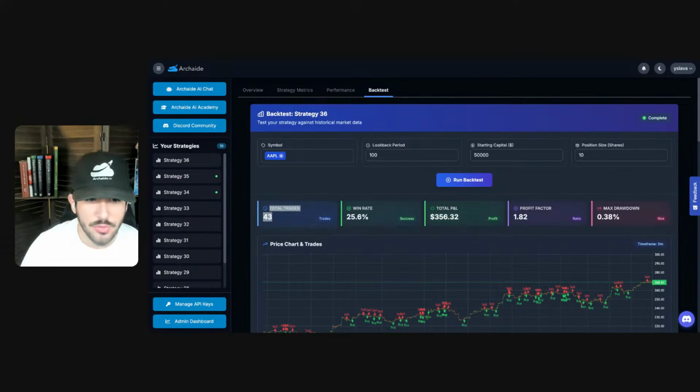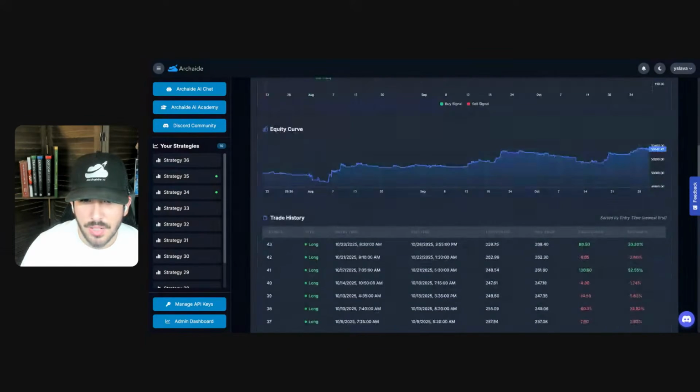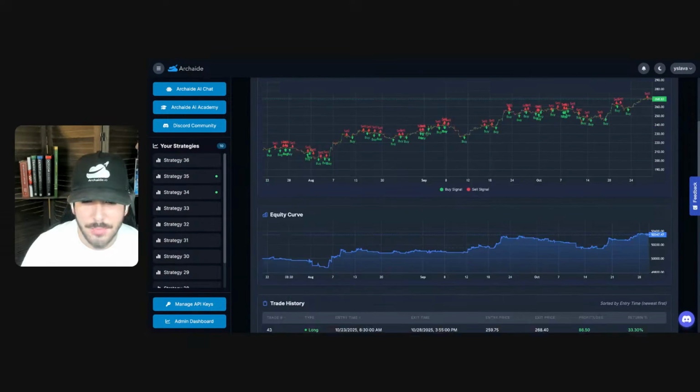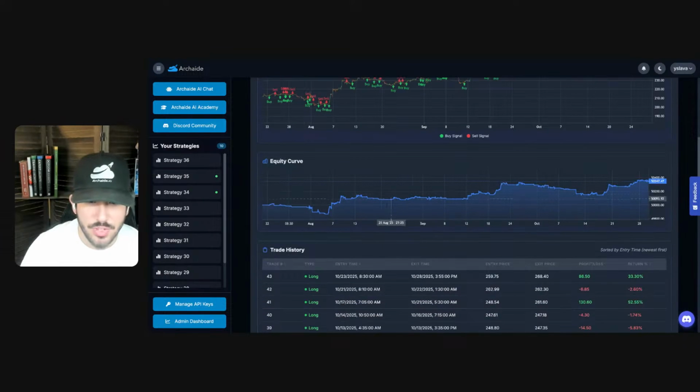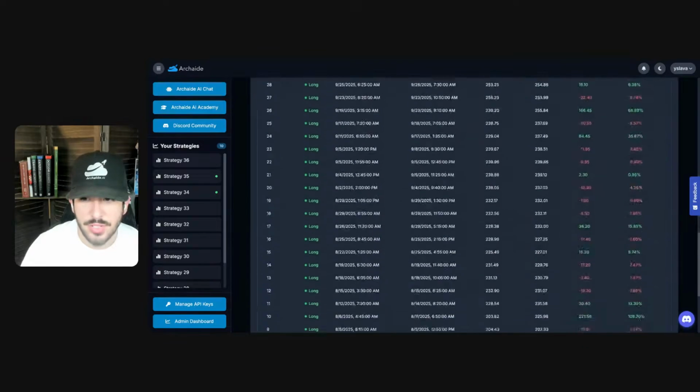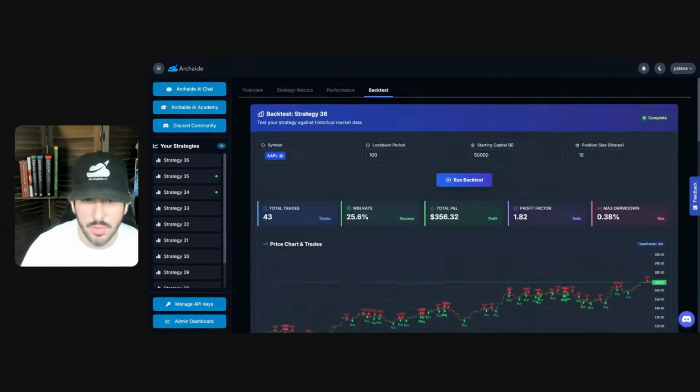We have 43 total trades, 25% win rate, $356 we made. A nice profit factor given this low win rate, and then a pretty small max drawdown. So we can see all the entries and exits here over that entire time frame. We can see the equity curve, which is how our money grew over time, and then every single entry it's ever taken, all in one spot.